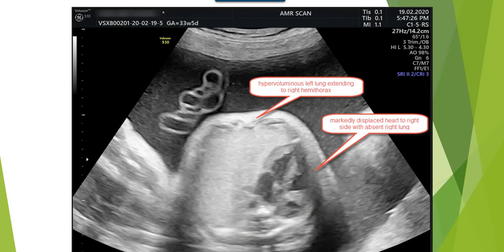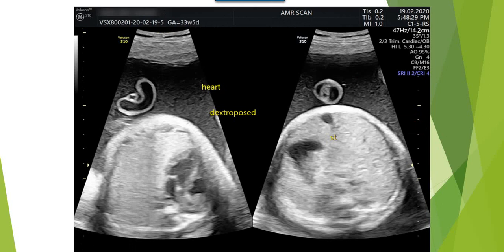The heart is markedly displaced to the right side, markedly dextroposed, with hypervoluminous left lung. The left lung is hypervoluminous, extending into the right hemithorax, and the heart is markedly dextroposed, abutting the right ribs. Again, this is a contralateral location of the heart against the stomach, with markedly dextroposed position of the fetal heart.